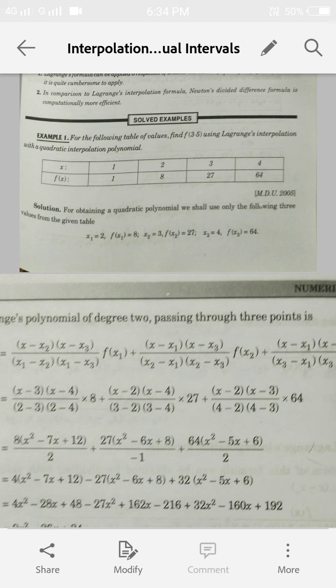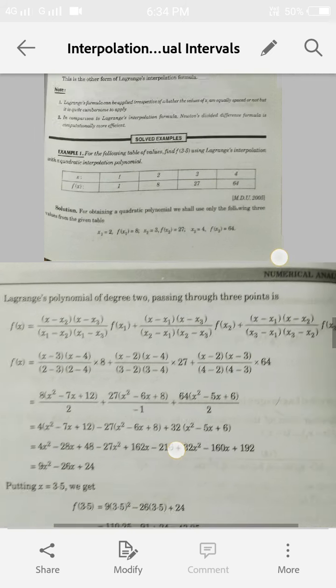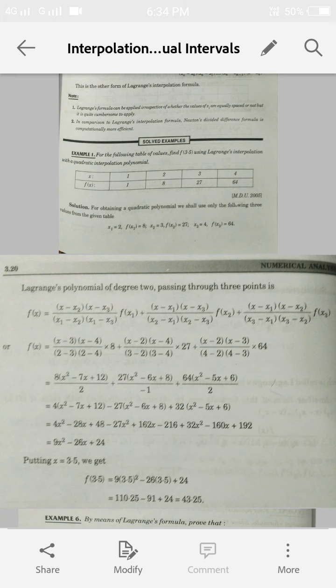Here we are given a table. The values of x and f(x) are given to us, and we are to find the value of the function at 3.5, and 3.5 is within the tabular values. So this is a question of interpolation, and here the values of x are equally spaced. So here we can also use the interpolation formula dealing with equal intervals, but we can also do this with Lagrange's interpolation formula. Lagrange's interpolation formula works well with both equal and unequal intervals.